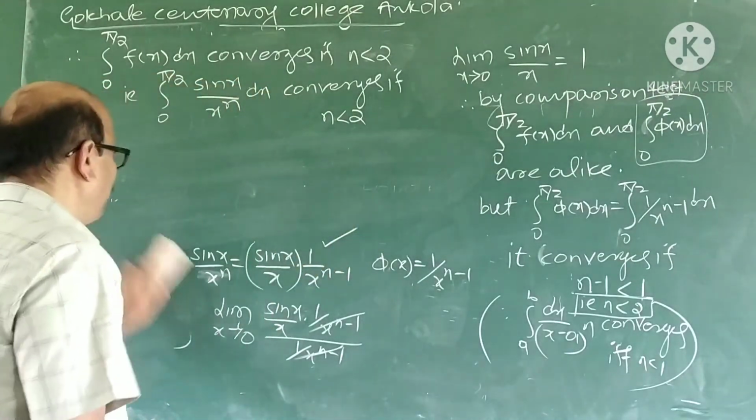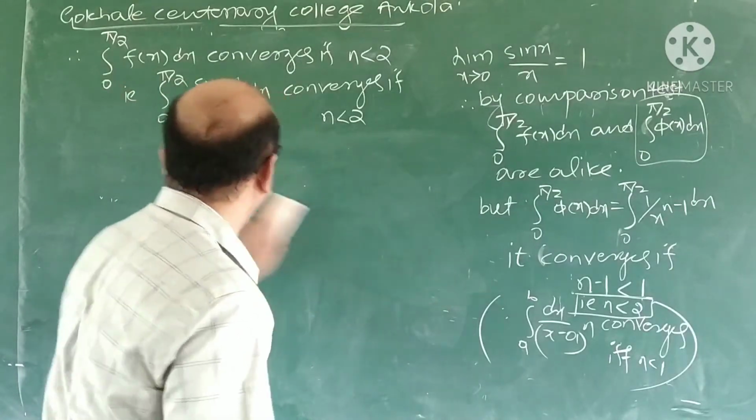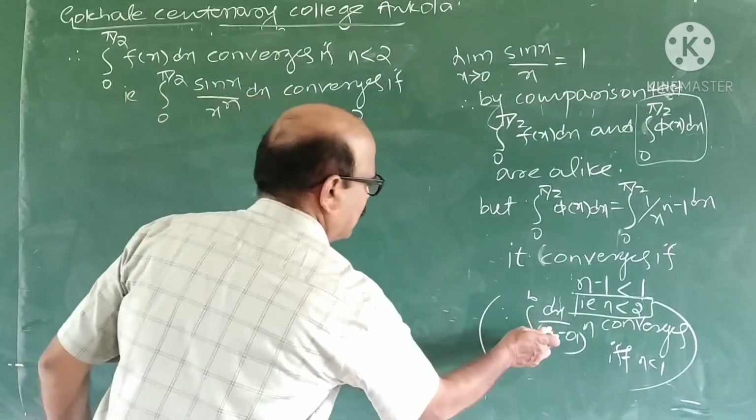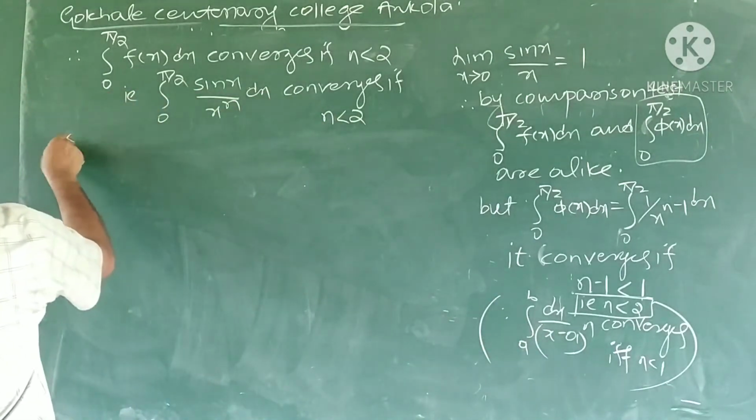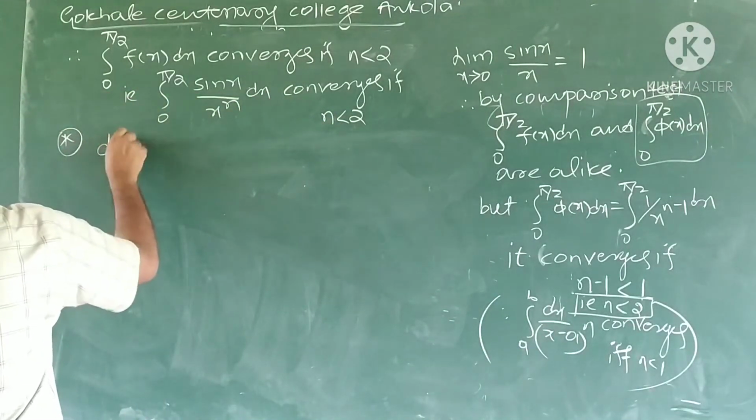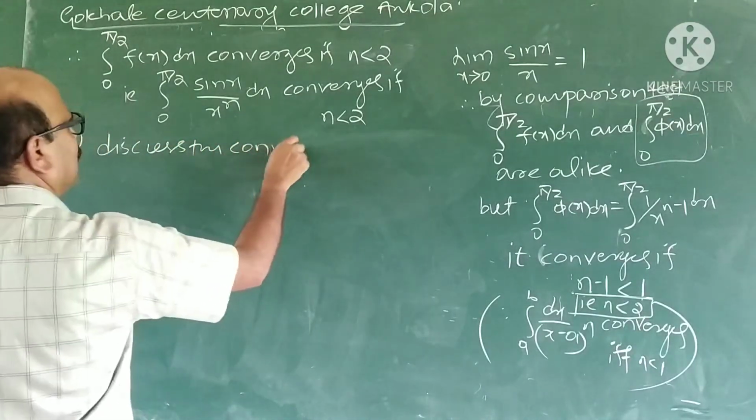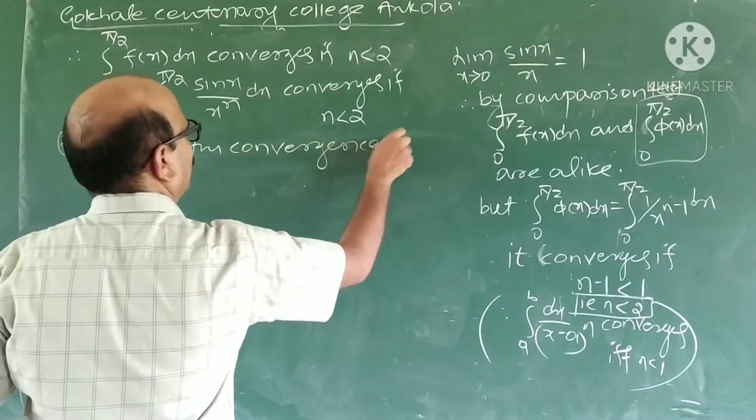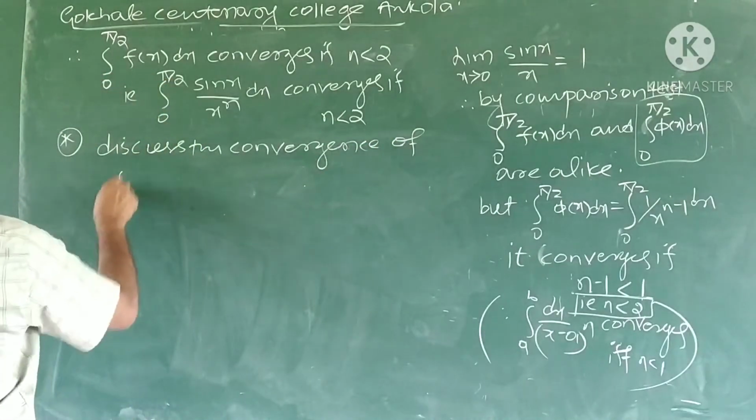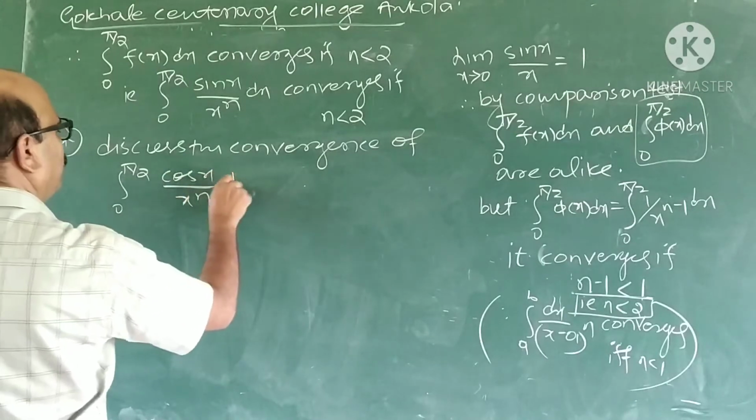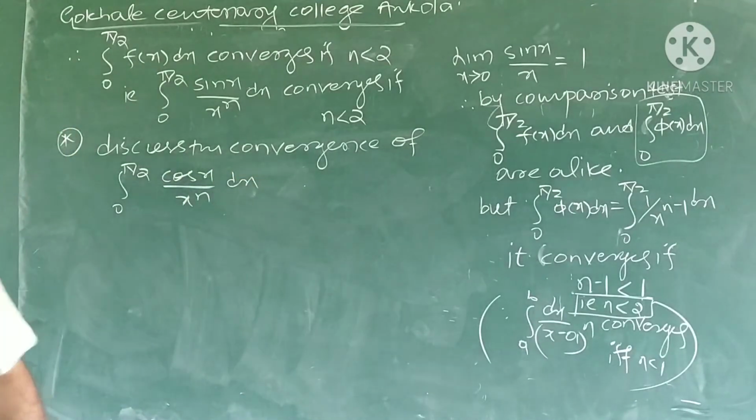Now, this is how you can apply this comparison test and the integral for comparison. This is the integral. Consider one more problem. Discuss the convergence of integral 0 to pi by 2 (cos x by x) raised to n, that is, (cos x by x) raised to n.